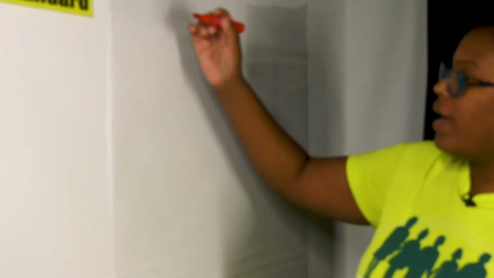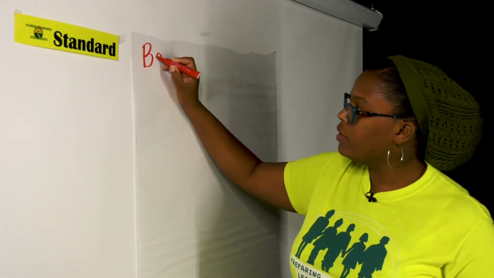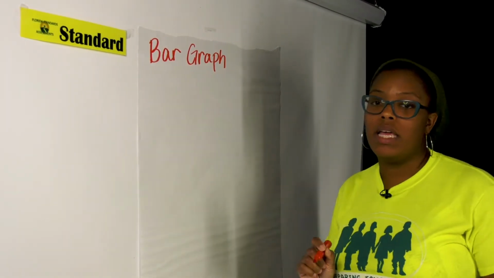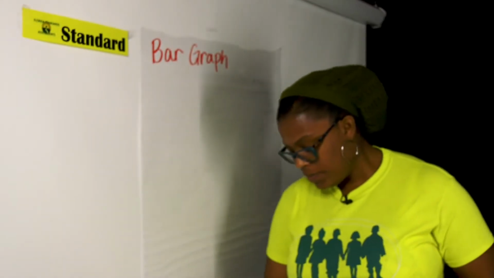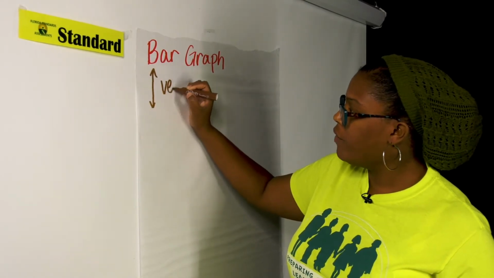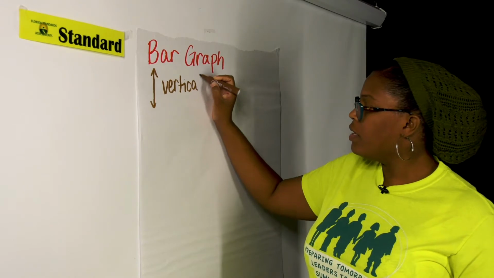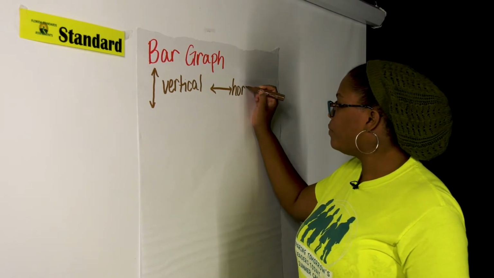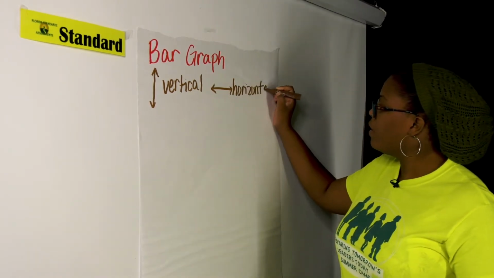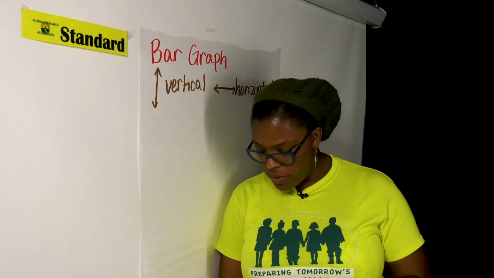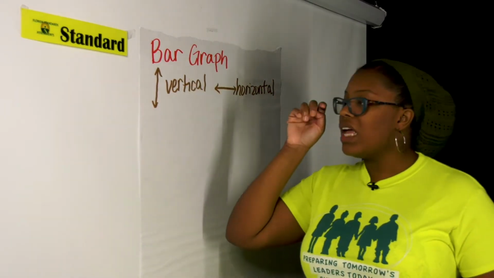All right, so a bar graph, every graph actually has a title, and every graph can be displayed differently. Some graphs are displayed vertically. That means up and down. That is our vertical graph. And some graphs are displayed horizontally. That means left to right. Those are our horizontal bar graphs, or graphs, because there are line graphs, there are circle graphs, there are all type of graphs. But today we are going to be looking at bar graphs.